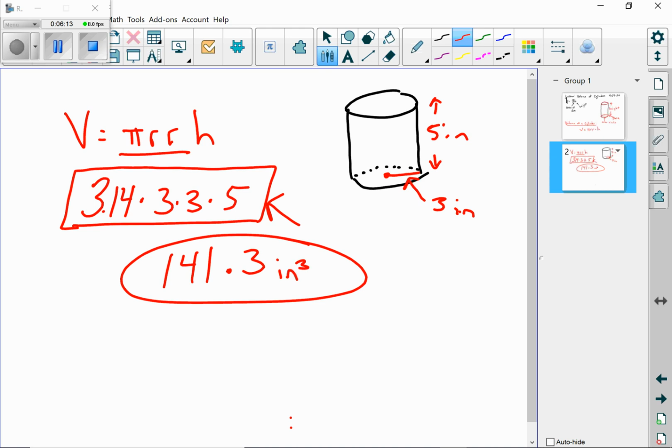A cubic inch is like a dice. So this is how many dice would fit, or die would fit inside of this can. Well, I mean, you can't fit dice in a can, right? So what you could do is fill up 141.3 dice full of water and pour that water in this can. That's how much it would hold, right? Think of it that way. So that's one example. Let's do another example.